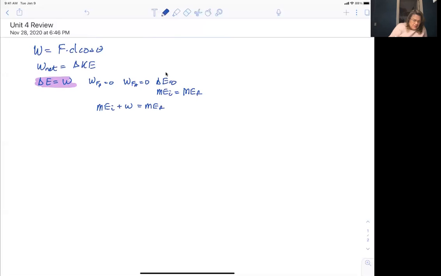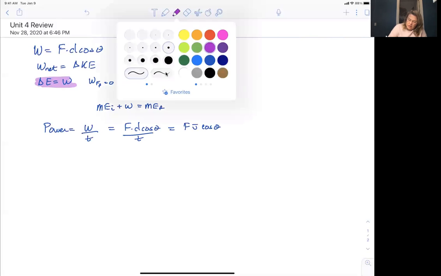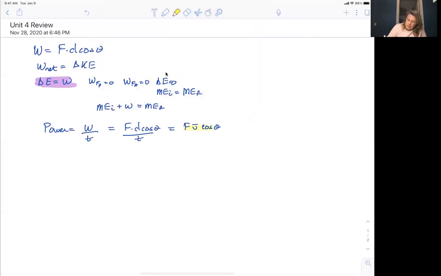The other thing we know is that power is equal to how much work I've done over time. And I can substitute the definition of work into that over time. D over T will end up being the average velocity times cosine theta. Okay, so that's important. I think I have one question related to that, and this is not on your green sheet, what I've highlighted in yellow.